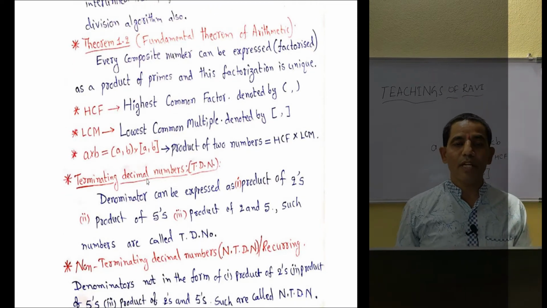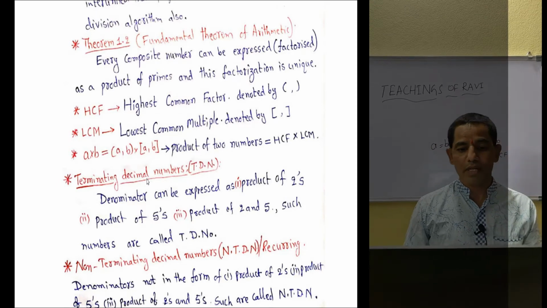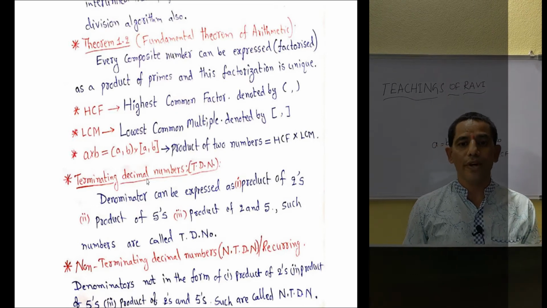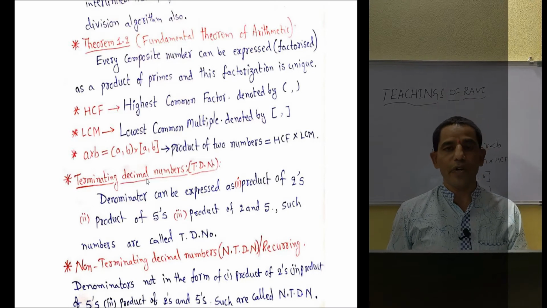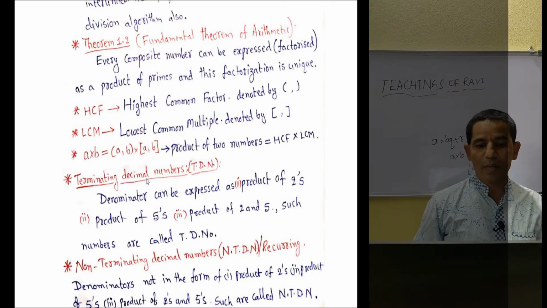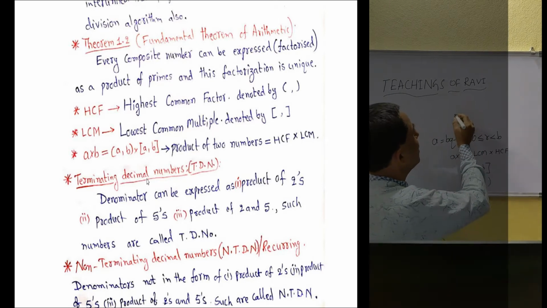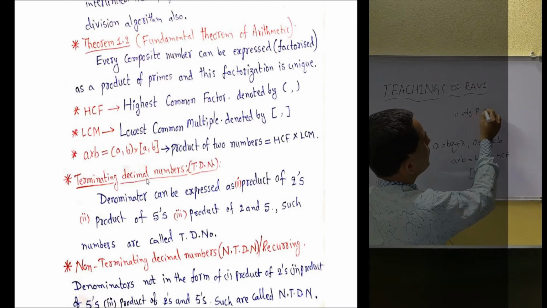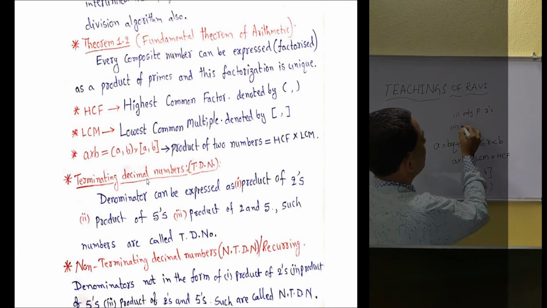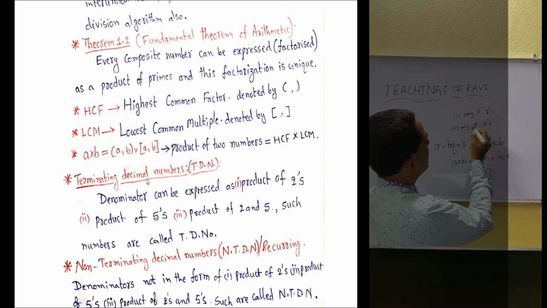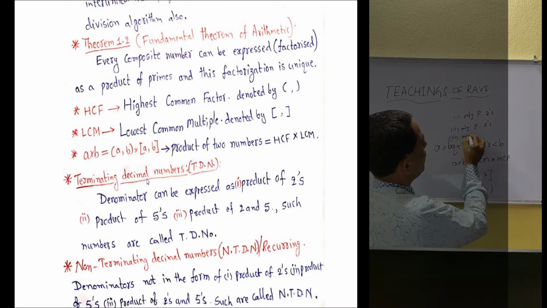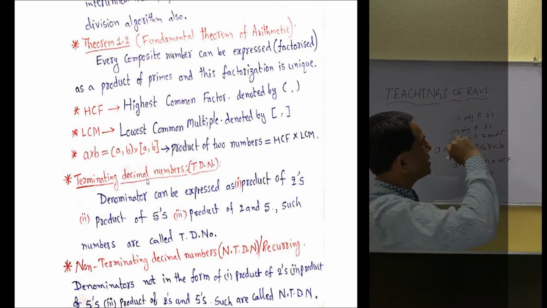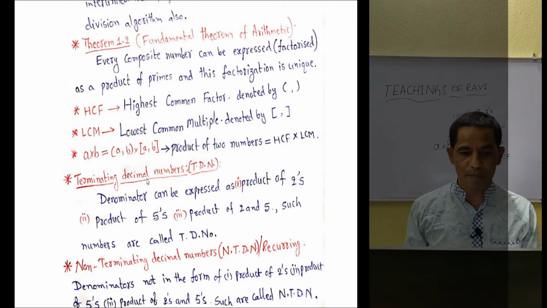Next, terminating decimal number definition. If the denominator can be expressed as only a product of 2's, or only a product of 5's, or a product of 2 and 5, such numbers are called terminating decimal numbers. The conditions are: first, only a product of 2's; second, only a product of 5's; third, a product of 2 and 5.